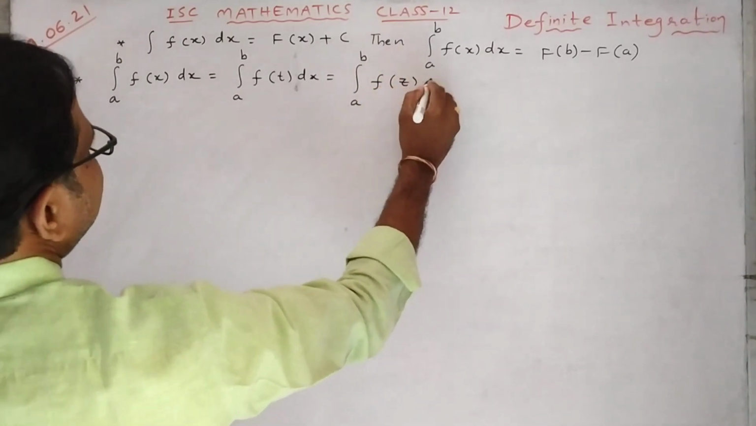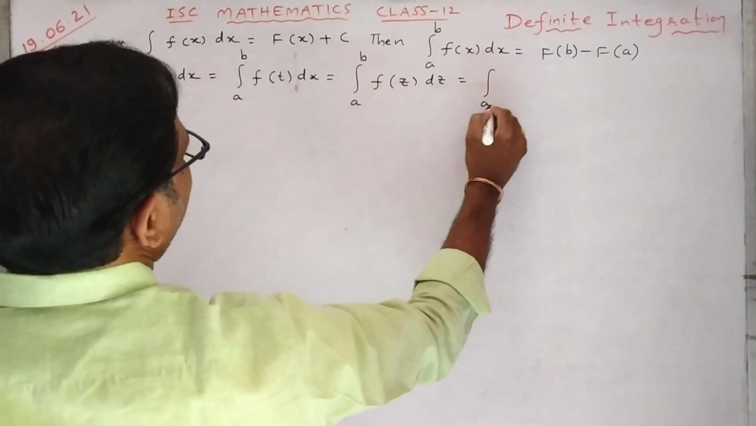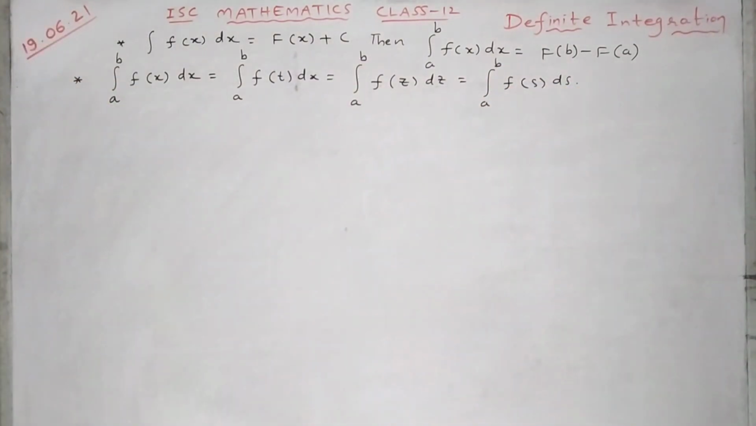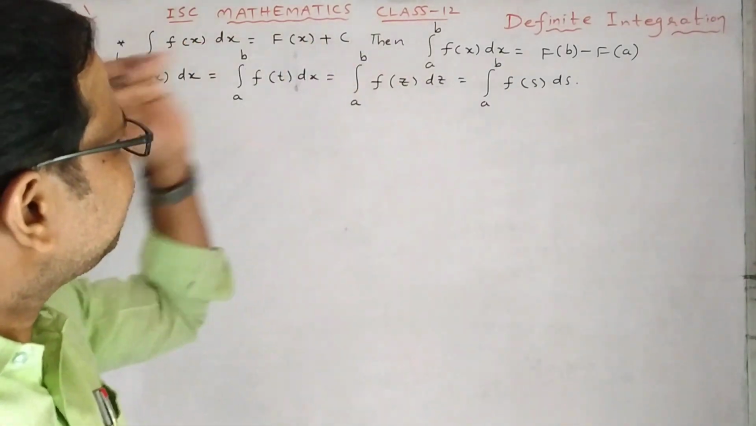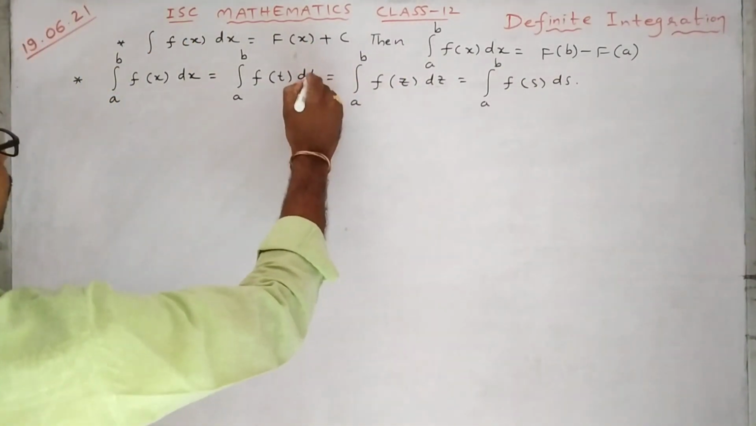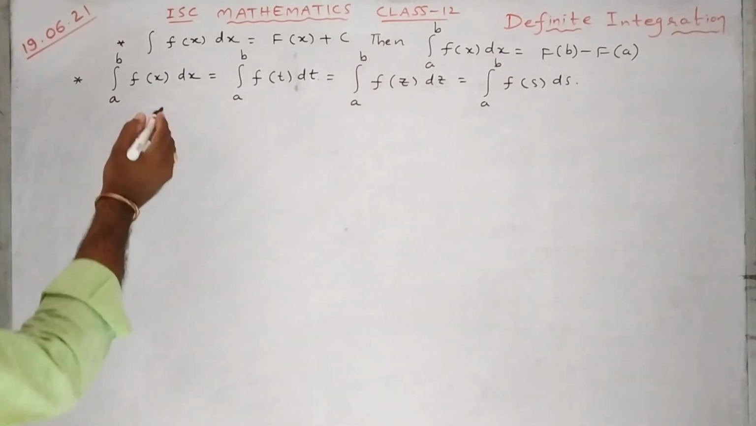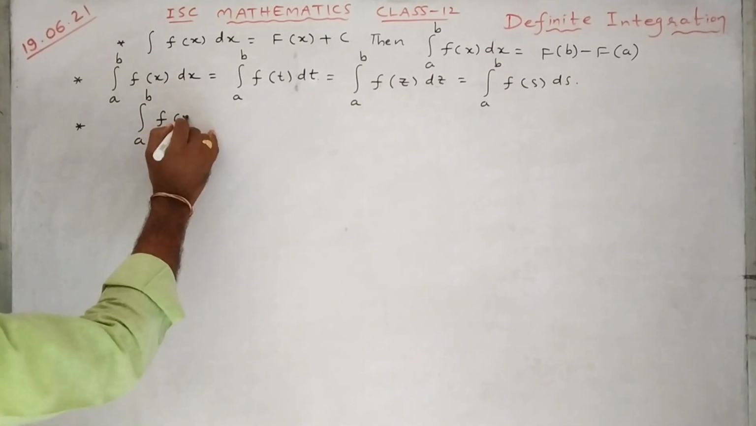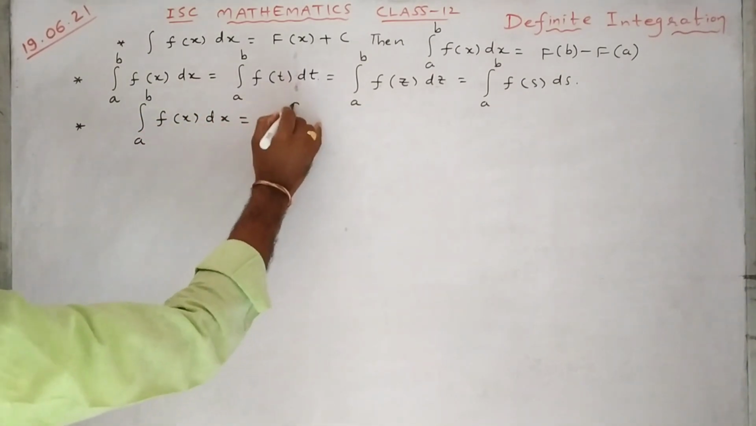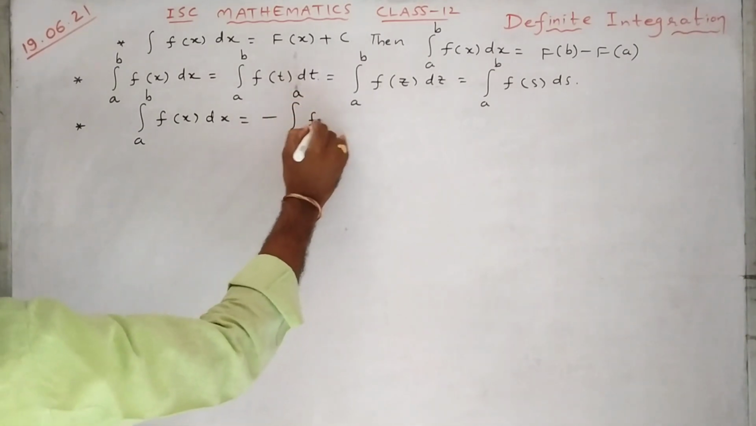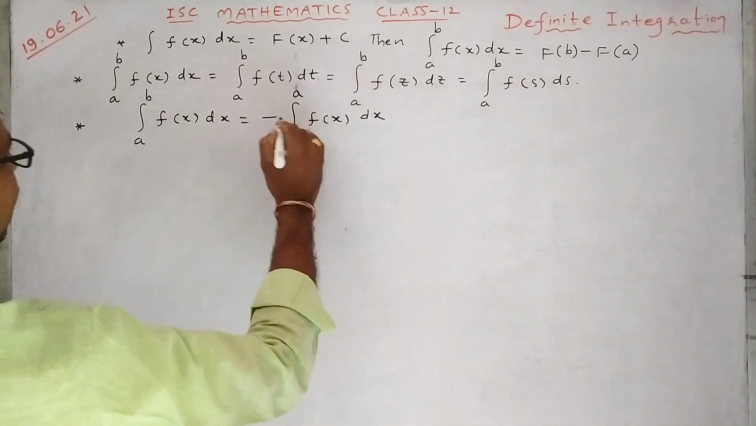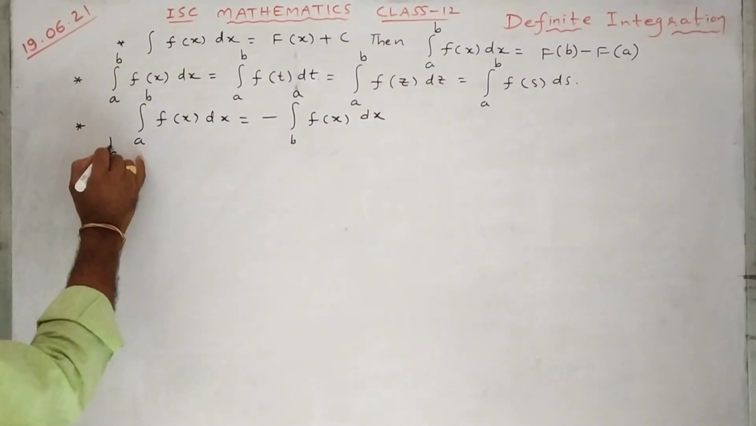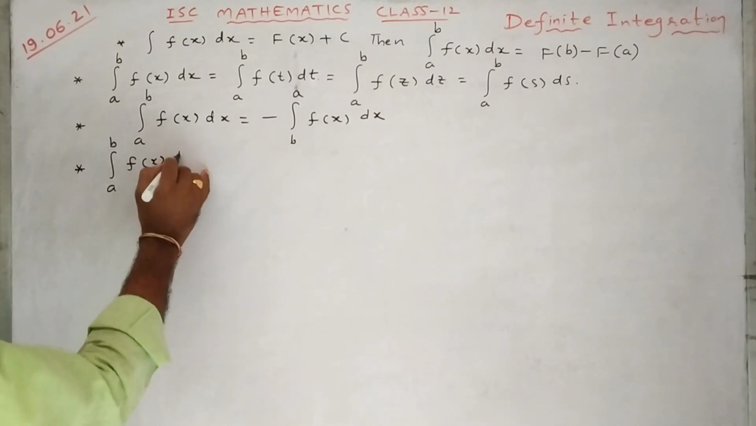Integral a to b f of z dz, or integral a to b f of s ds, does not depend on the variable. Whatever variable it is, this is dt, f of t dt. So that is very important. Next one, in definite integration, if you change the limits, then immediately the sign will change. Remember that point.